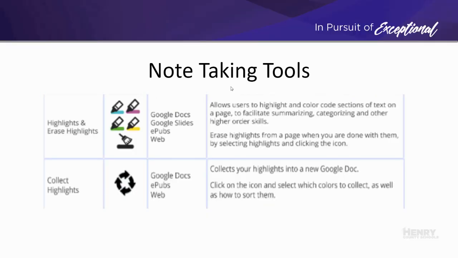There are note-taking tools available on the toolbar, highlighters that you can use to highlight text that you want to pull to a separate document, the same as just sitting and writing notes from that document, but it will create a Google document for you. So you highlight the text that you want to save, and then when you click on the other feature, the collect highlights, it creates a new Google document with any of the information that has been highlighted.